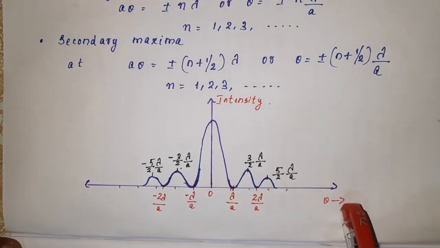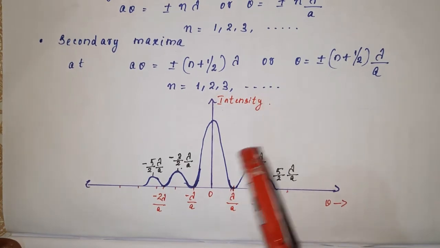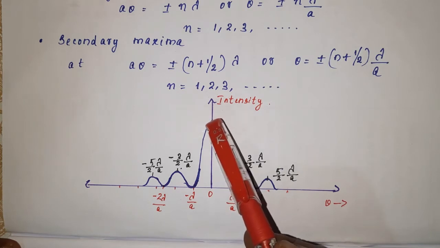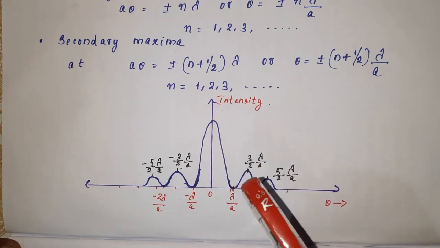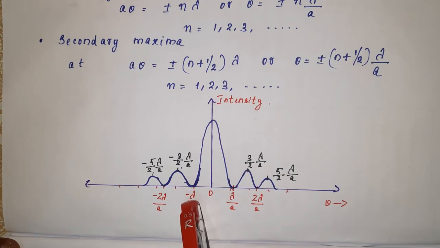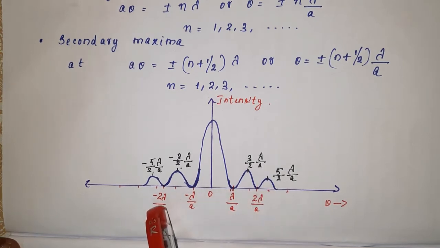Here along the x-axis it is theta and along the y-axis it is intensity. So at theta equal to 0 you have the maximum intensity, which corresponds to the central maximum, and the first minima are at lambda by a and minus lambda by a. The second minima are at 2 lambda by a and minus 2 lambda by a.